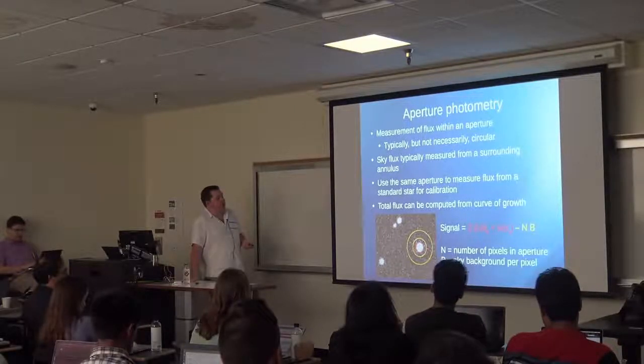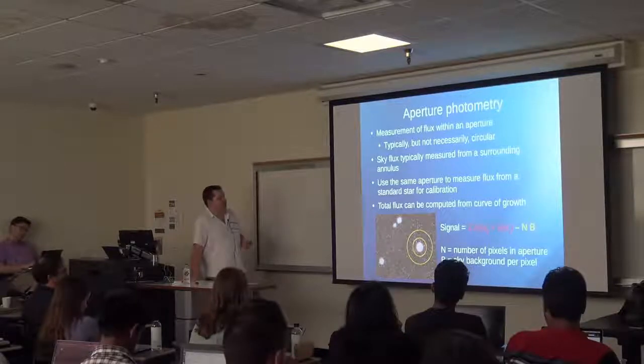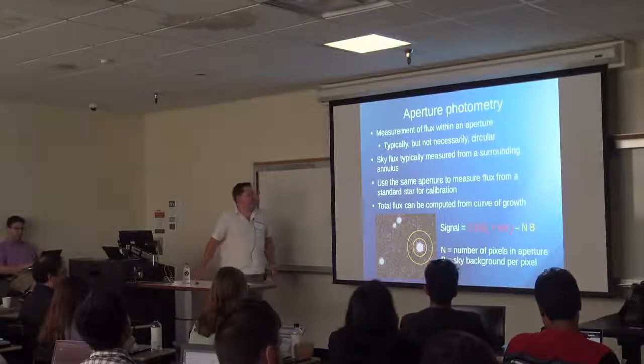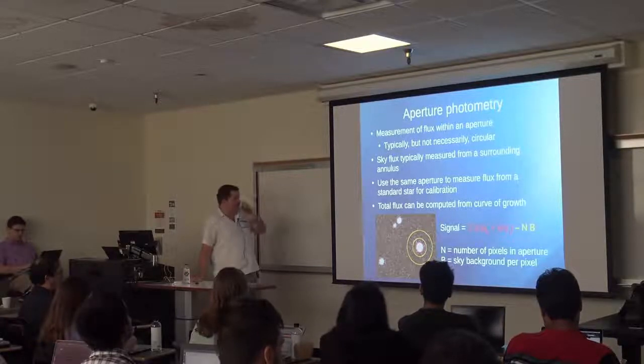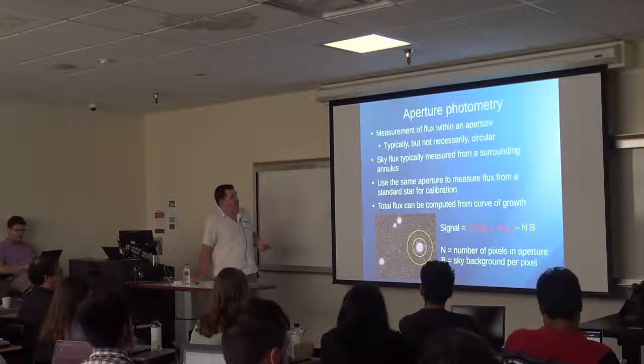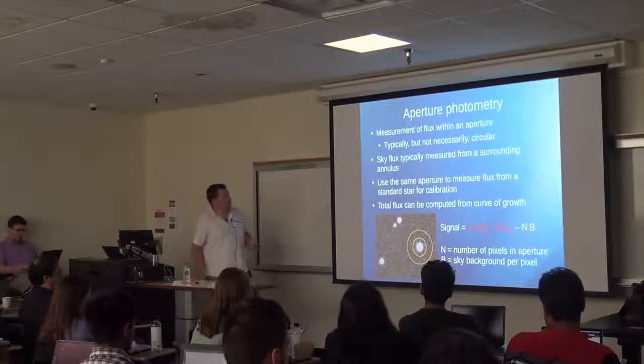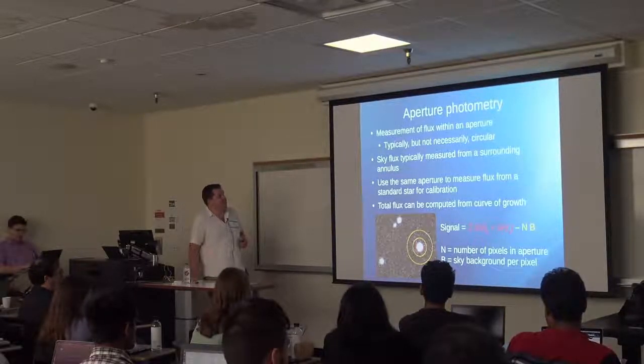Remember, this also incorporates some sky photons. You need to measure the sky flux, which is typically measured from a surrounding annulus. The brightness of the sky will change across your field, potentially, depending on how large your field is. So by measuring in a circular annulus around it, you get the closest approximation of what the sky flux actually is underneath that aperture.